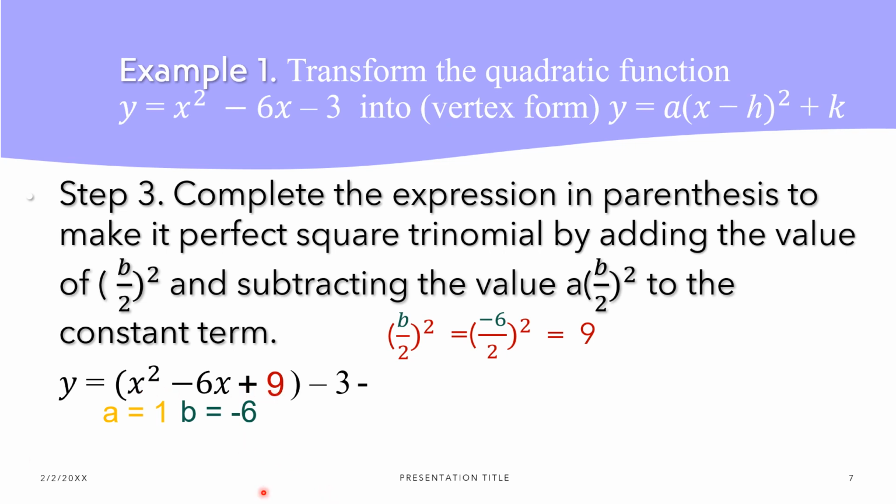So, ngayon, ano naman pong ima-minus natin po dito sa labas? So, gagamitin natin po itong the product of a and the square of b over 2. Then, by substitution, papalitan lang natin si a ng 1, si b ng negative 6. Then, we simplify. So, ito po ay na-solve na po natin. That is 9. So, papalitan lang natin ng 9 times 1. So, 9. Then, yan po ang ima-minus natin.